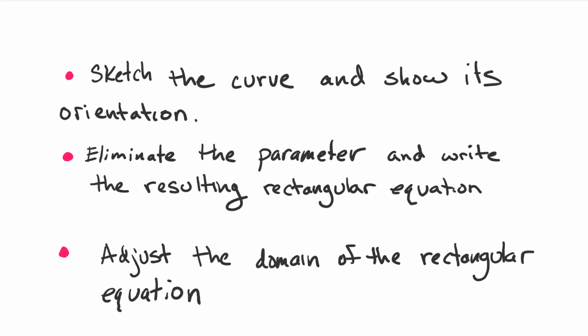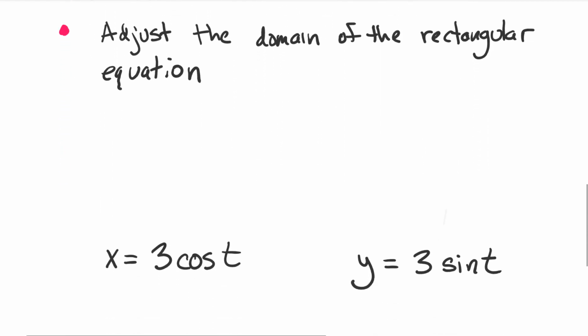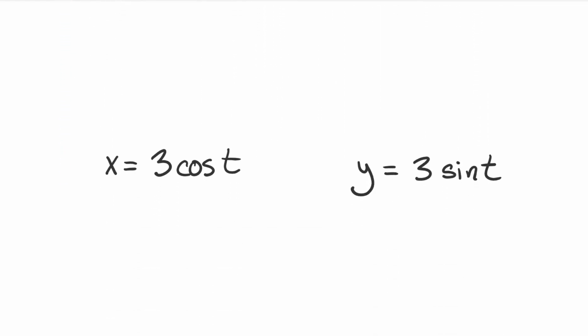We want to sketch the curve and show what direction it's moving. We also want to eliminate the parameter and write the resulting rectangular equation. And then we're going to adjust the domain of the rectangular equation if needed. Sometimes you don't need to. Like I was looking at your homework, a lot of times it's just fine. Not an issue at all. And what we're going to mess around with is x is equal to 3 times cosine of t, and y is equal to 3 times sine of t.